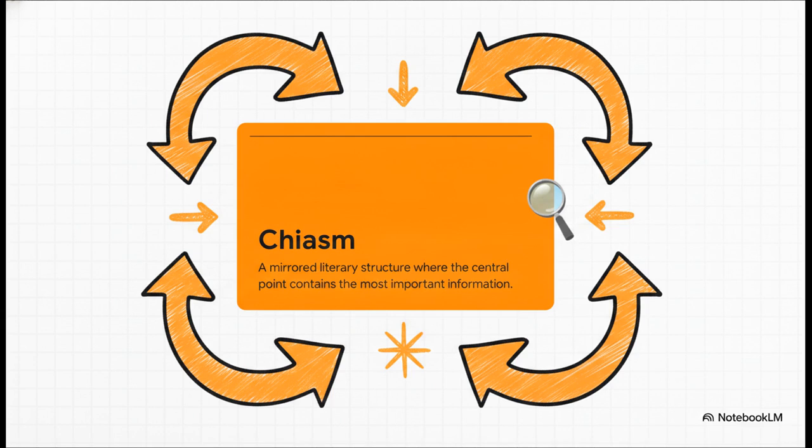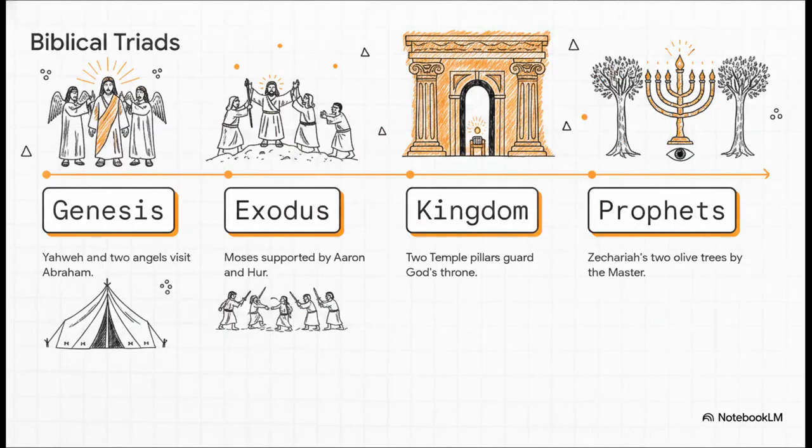Now, think of a chiasm as a mirrored literary sandwich. You read A, B, C, and then you mirror backward to B and A. The really cool part? The most crucial linchpin information is always sitting right there in the center, at the C level. Both of these devices are vital keys for unlocking this ancient text. And this triad pattern? It repeats endlessly throughout biblical history.